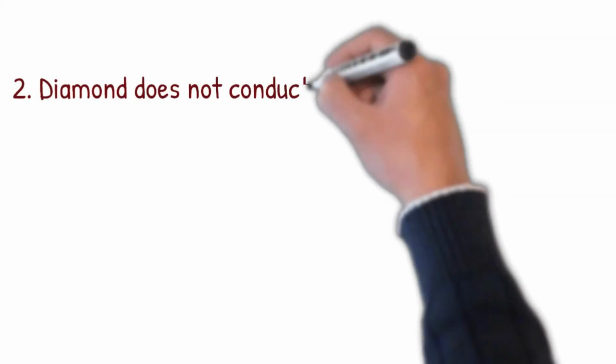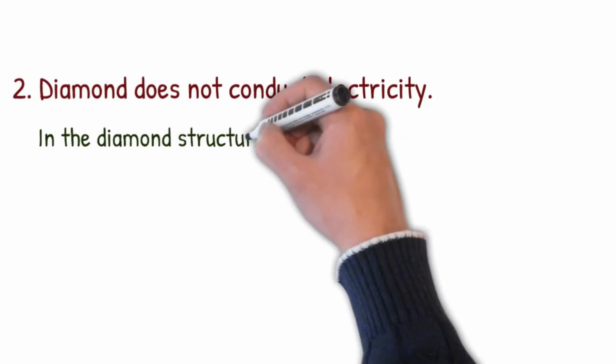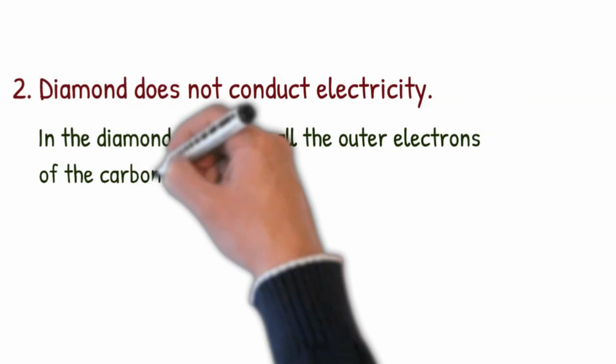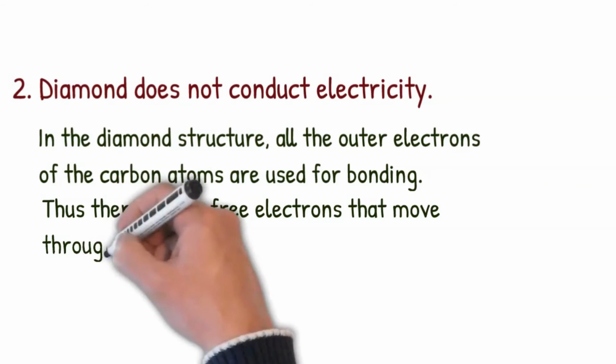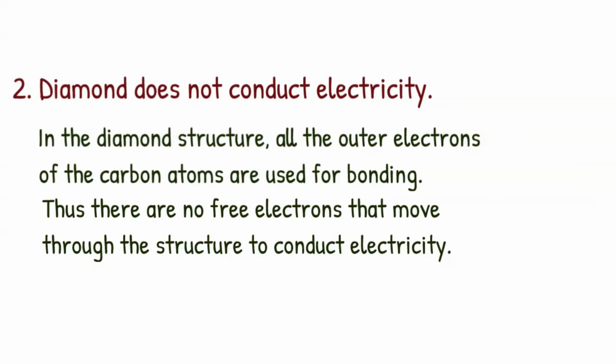Diamond does not conduct electricity. In the diamond structure, all the outer electrons of the carbon atoms are used for bonding, thus there are no free electrons that move through the structure to conduct electricity.